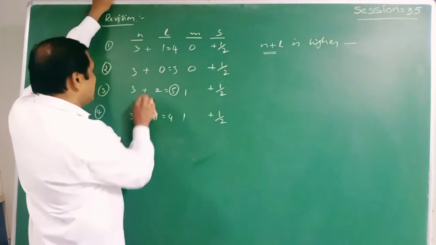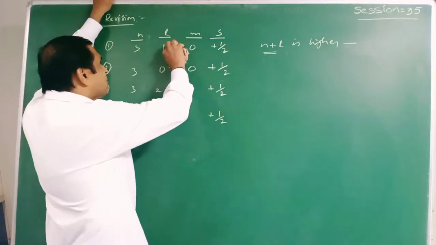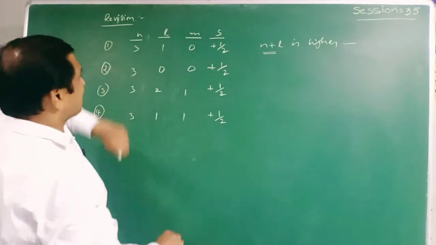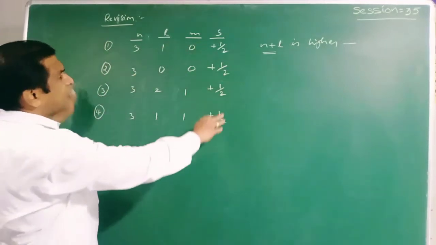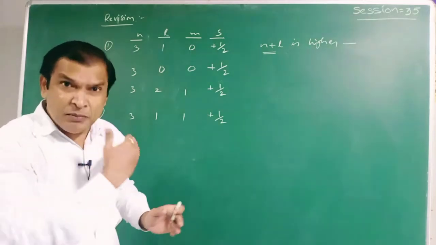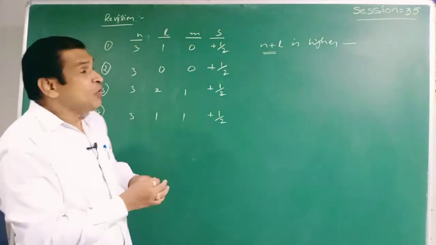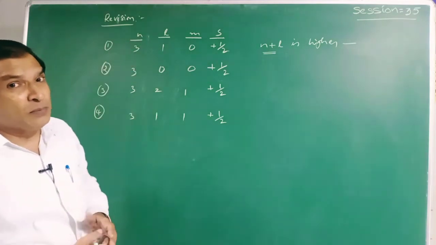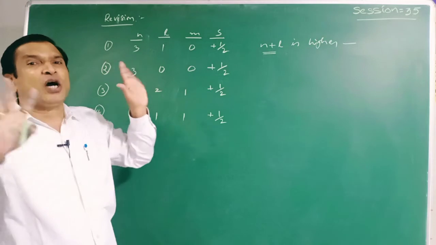Now let us see if there is any other possible question we can prepare from this. Yes, let us work it out. Which among the following sets of quantum numbers represents the minimum energy orbital?